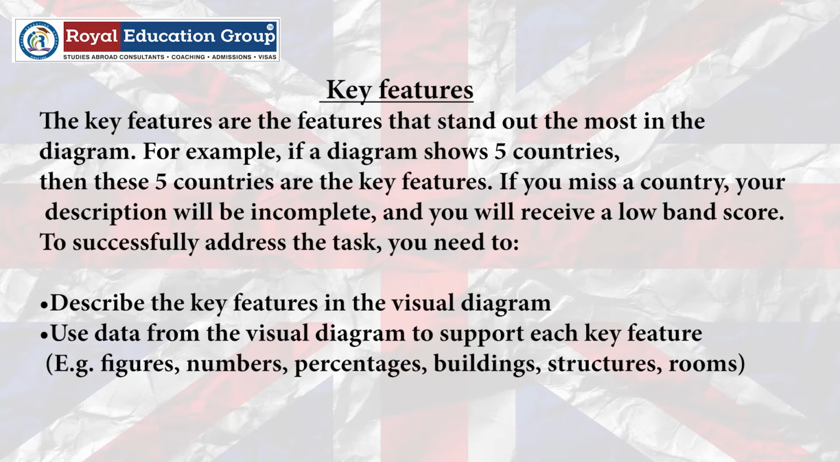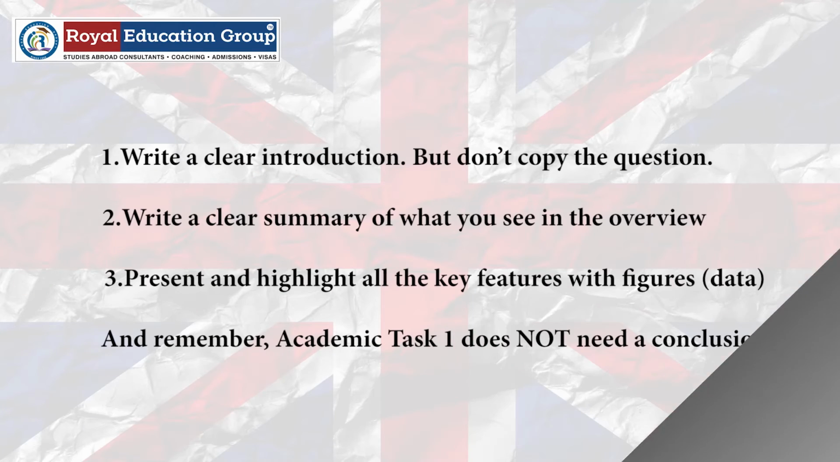For example, figures, numbers, percentages, buildings, structures, or rooms. If you do not use data in the visual diagram to support the key features, your response will match the band 5 description. To recap on what we have learned here today, remember these 3 things and you'll be on your way to achieving a band 7 or higher in task achievement for IELTS Academic Writing Task 1.